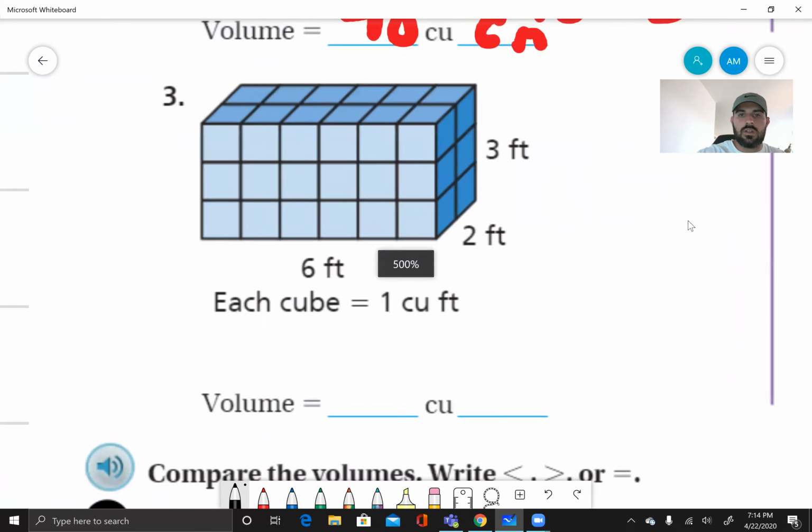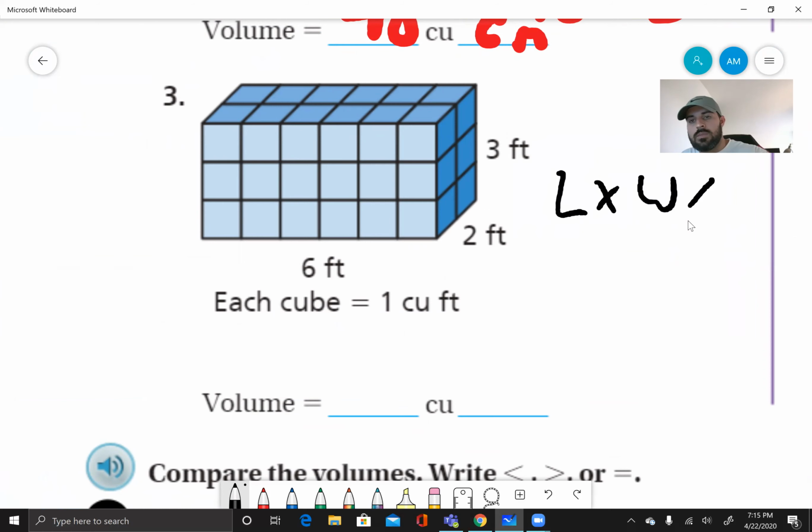Just so you guys can get a little grasp. Once again, it's giving me the units. If it doesn't have them, I can always count all the cubes by length, width, and height. But here it's given to me, so it's very easy. The length times width times height. I have my formula.